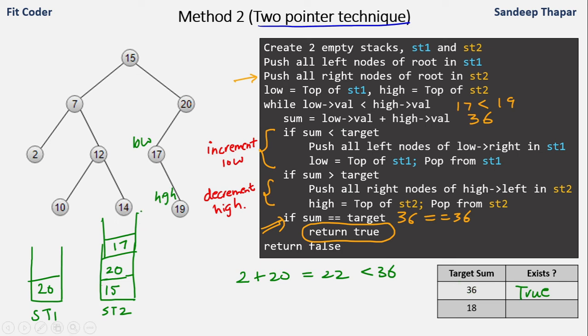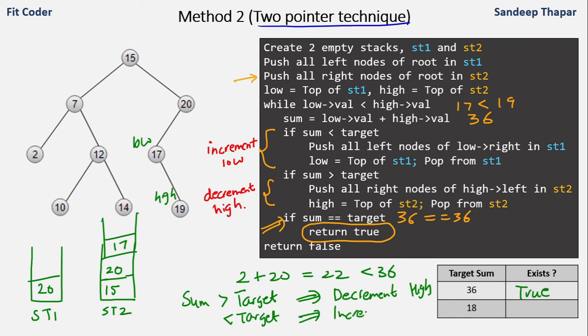So as we saw in this method, we keep two pointers. One is pointing to the smallest element and the other pointer is pointing to the largest element of the BST. So if the sum is greater than target, we decrement high, and if the sum is less than target, we increment low. And if at any point the sum is equal to target, we return true. So we keep doing this as long as low is less than high. If low becomes equal to or greater than high, then we break and we return false.